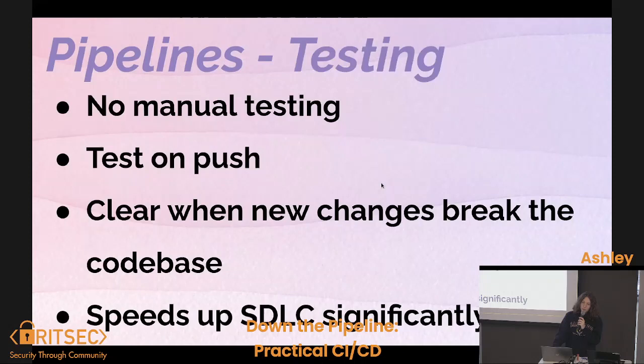So this is really cool. No more manual testing, test on push. It's very clear when new changes break the code base. And you can imagine how this speeds up the system development lifecycle very significantly because you can have basically absolute knowledge of whether this push, this commit, is going to break or not break your system, which is pretty cool.